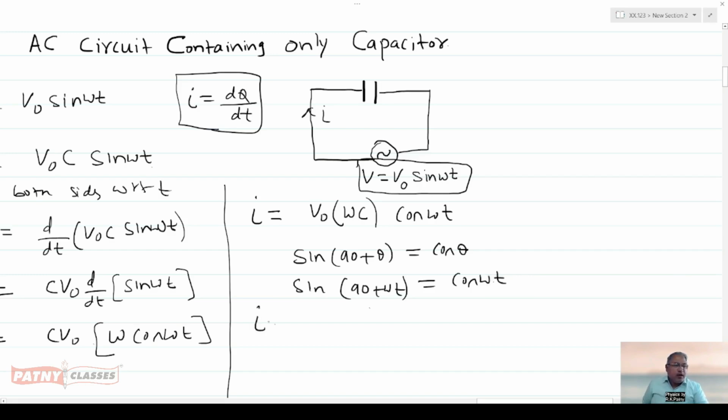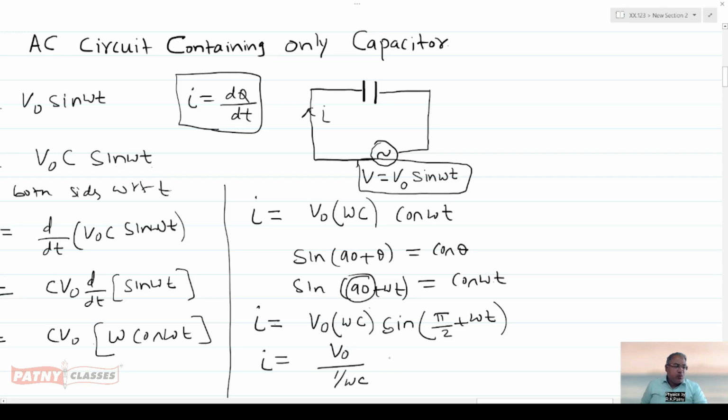Therefore, I equals V naught multiplied by omega C, and in place of cos omega t I can write sine, and in place of 90 degrees I can write pi by 2 plus omega t. Therefore, the current across the capacitor is given by V naught divided by 1 upon omega C multiplied by sine of pi by 2 plus omega t.